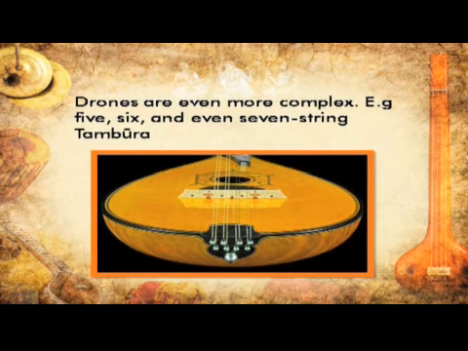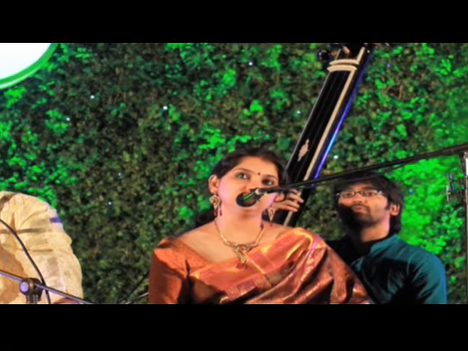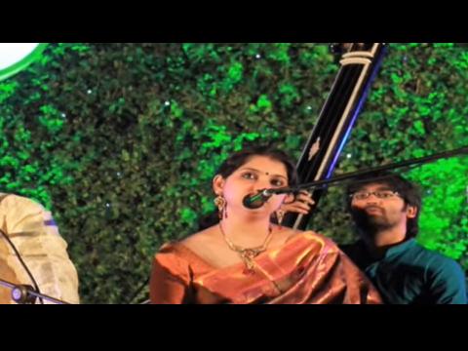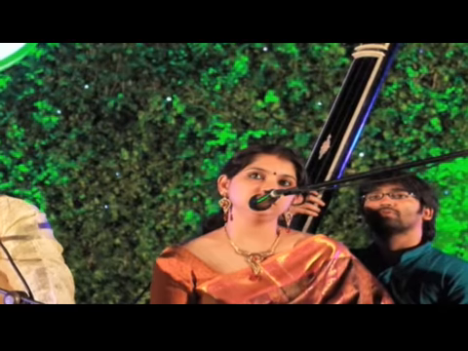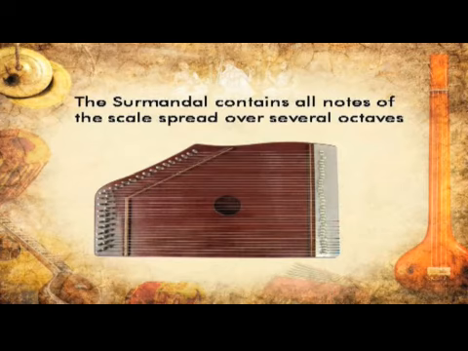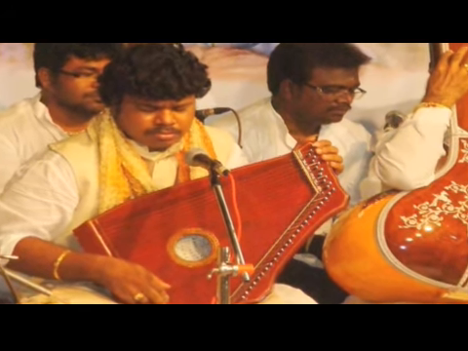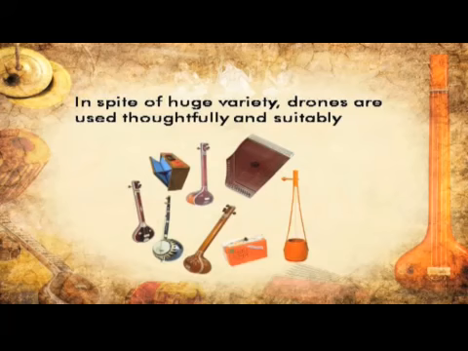Occasionally, drones are even more complex. For example, 5, 6 and even 7 string tambura is available that provide far more than a simple sa-pa drone. The surmandal contains all the notes of the scale spread over several octaves. Although these lush drones are available, there is a tendency to use them thoughtfully. Otherwise, the performance may be unappealing.